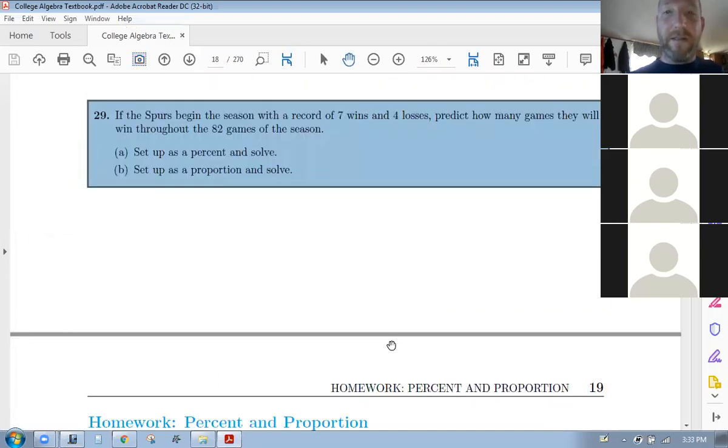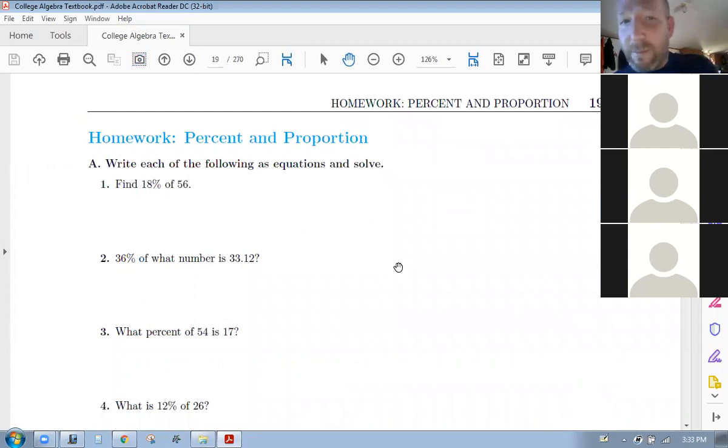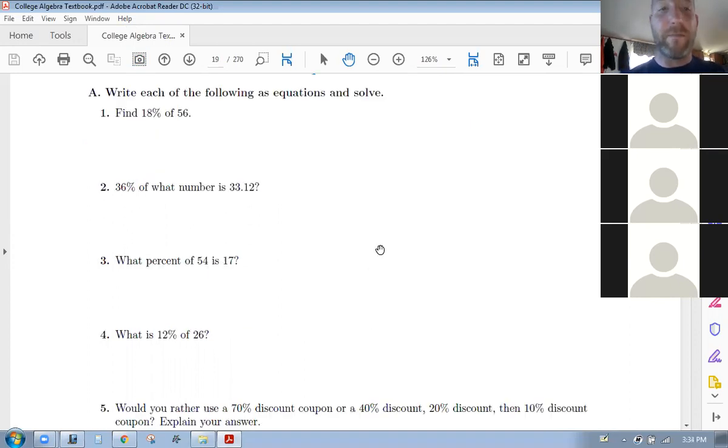Page 19, this is a homework section. Again, I'm going to be getting all the quiz and exam problems from these homework problems that are in the textbook. These are separate from the homework problems that are in the separate homework packet, okay? I'll be pulling the exam and quiz problems from these homework problems out of the textbook itself.